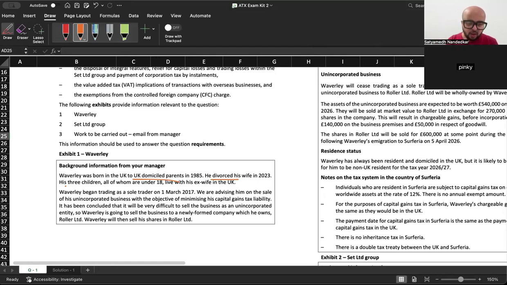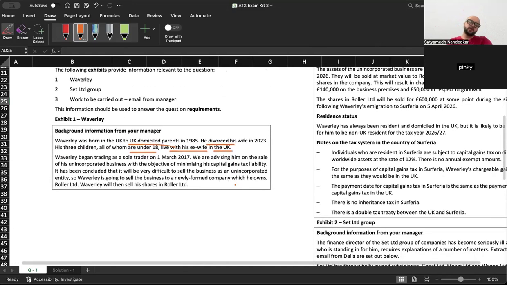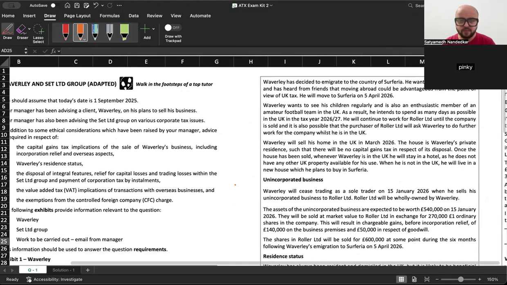His three children, all of whom are under 18, live with his ex-wife in the UK. Okay. Waverley began trading as a sole trader on 1st of March 2017. We are advising him on the sale of his unincorporated business with the objective of minimizing his capital gains tax liability. It has been concluded that it will be very difficult to sell the business as an unincorporated entity. So, Waverley is going to sell the business to a newly formed company which he owns, Roller Limited. Waverley will then sell his shares in Roller Limited.